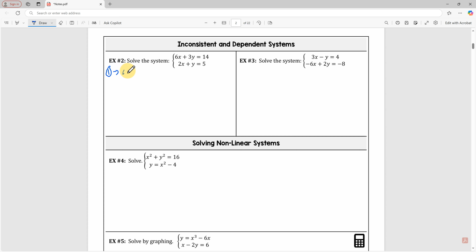It's going to be 6x plus 3y is equal to 14.